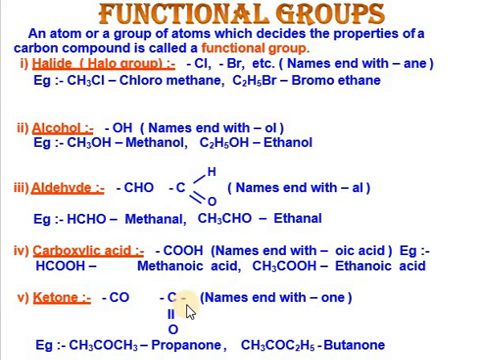Now the another functional group is ketone. Ketone is CO group. In ketonic group, the specialty is both the valencies of carbon atom have to be fulfilled by the bonding with carbon atoms only, and the suffix which is used for CO is -one. If I have a compound like CH3COCH3, the name would be propanone. If I have a compound having four carbon atoms, CH3COC2H5, the name would be butanone.